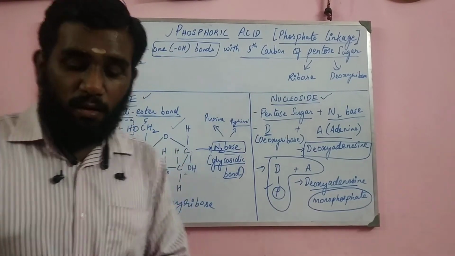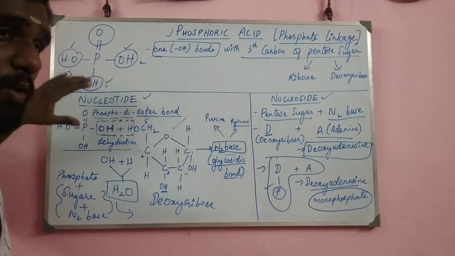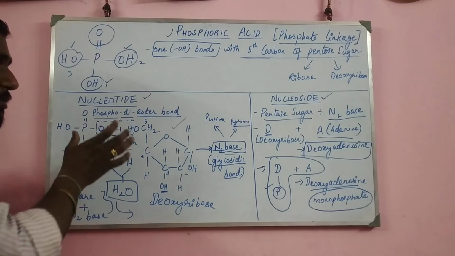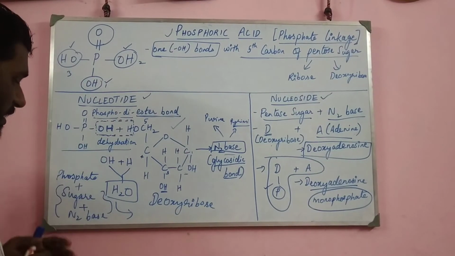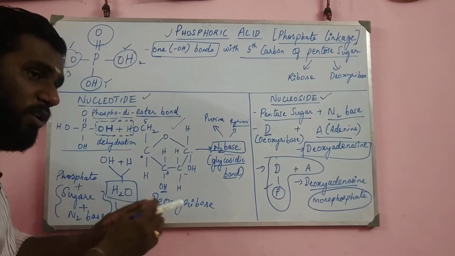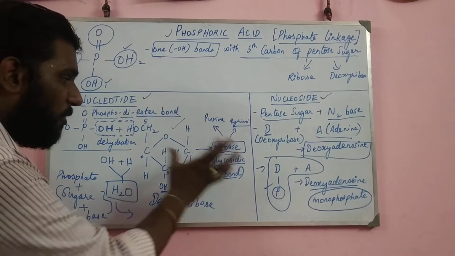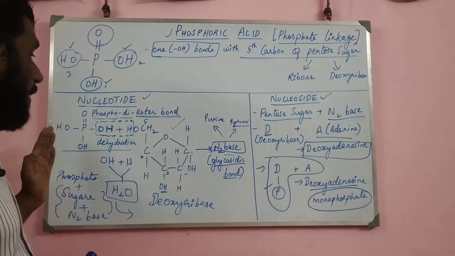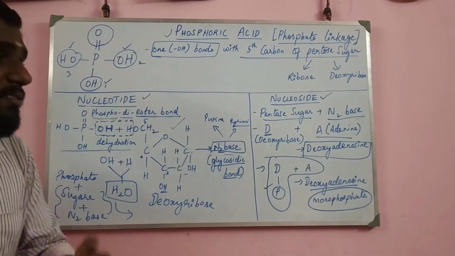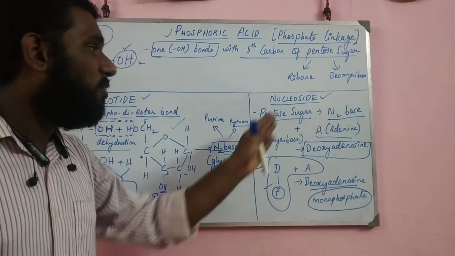We'll have a quick recapitulation of this. A phosphoric acid is also called a phosphate linkage. It has 3 OH groups, and one of the OH bonds with the 5th carbon of the pentose sugar. A nucleotide basically consists of a phosphate, a sugar, and a nitrogenous base. And this sugar molecule is connected on both ends. It is connected on the first carbon to a nitrogenous base with the help of a glycosidic bond, and on the 5th carbon to a phosphate linkage with the help of a phosphodiester bond.